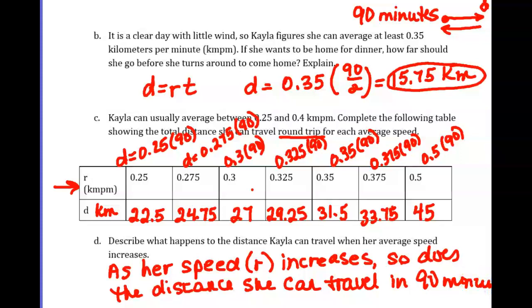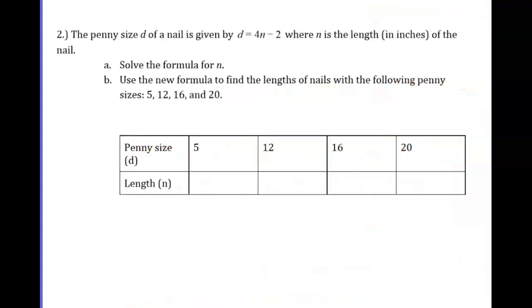Okay, so let's look at another example. Now we're going to talk about the size of nails. The size of a nail is called a penny size, and it's given by this formula: d is equal to 4n minus 2, where n is the length in inches of the nail. So we need to first solve the formula for n.